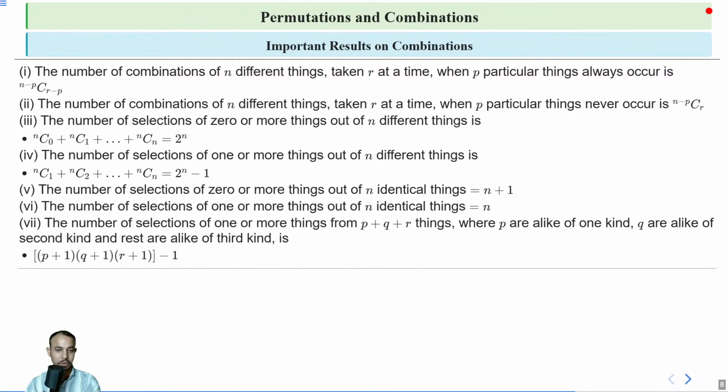Clear? I hope it's clear. So do you have any doubt? You can ask, otherwise we will move to the next.